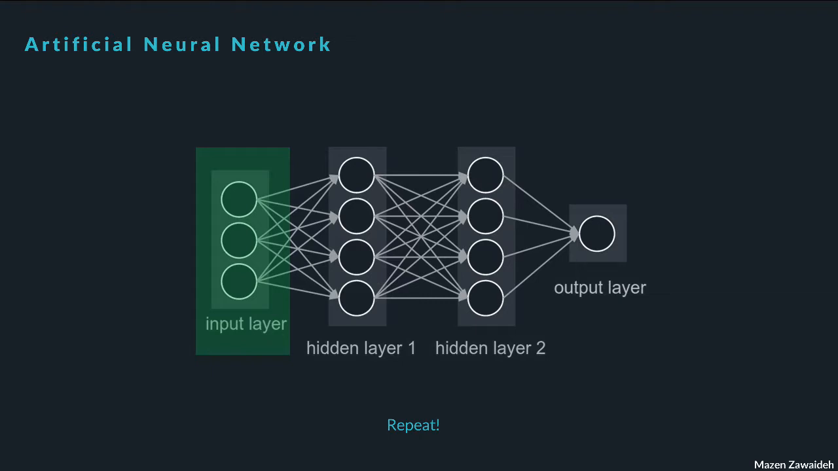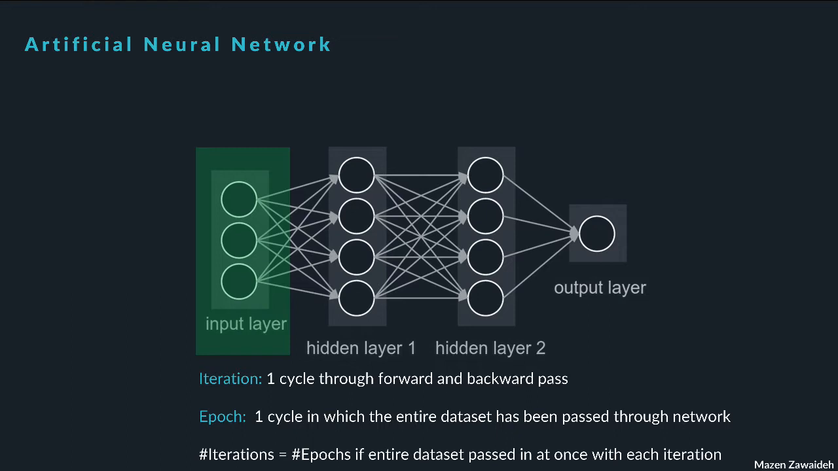Some vocabulary. An iteration is one cycle through a forward and backward pass. An epoch is one cycle in which the entire dataset has been passed through the network. If for each iteration we input the entire dataset, the number of iterations equals the number of epochs. There are situations in which we do not feed the entire dataset into the network at once, but do so in batches. In these instances, it will take multiple iterations before the entire dataset has been passed through the network.